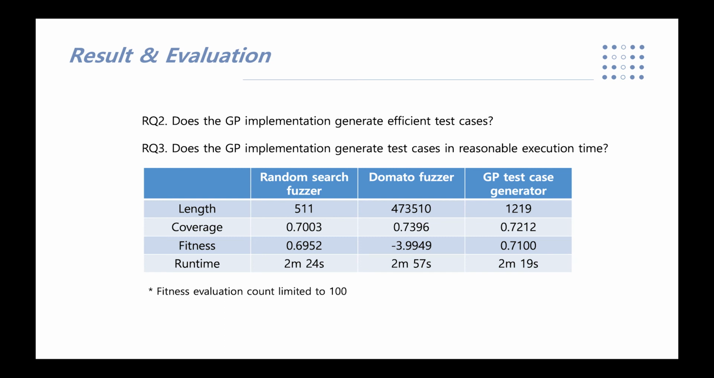Considering both coverage and test case length, our GP generator generates efficient test cases. Also, the test case generation takes least time for our GP test case generator due to the structured nature of generated test cases requiring less random sampling than random search fuzzers, as well as less evaluation time compared to Tomato, benefiting from drastically shorter length. Thus, our GP generator generates test cases in reasonable execution time.